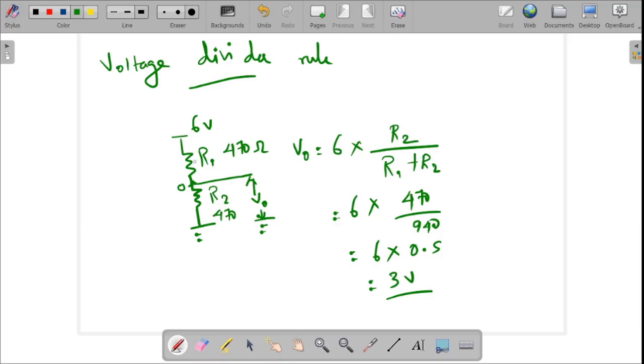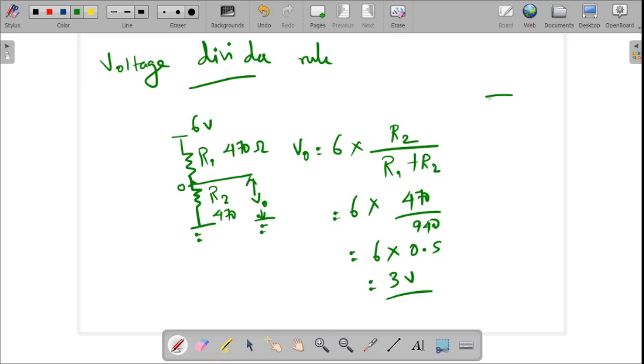Always, if you want to divide the voltage in equal halves, so if your supply voltage is 6 volt and you want 3 volt, you can use equal resistance. If you want a different voltage, then you will have to use different resistor values for R1 and R2. In case you want equally divided voltage, then you can use the same resistor for R1 and R2. It is not that you can use the voltage divider rule only for 2 resistors. You can use it for 3 resistors also.